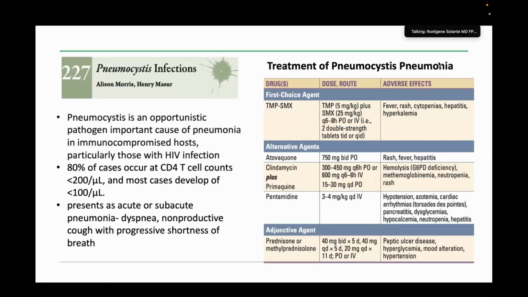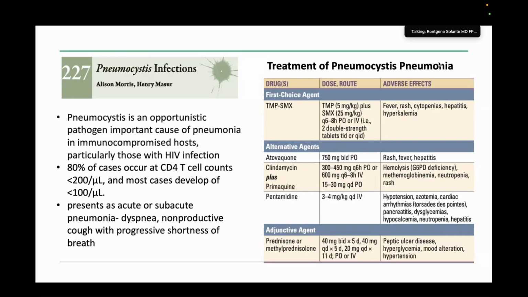As I've mentioned, this is one of the most common opportunistic pathogens that will present with pneumonia among patients with HIV. In 80% of cases, if you have an HIV patient with CD4 less than 200, then this is one of the most common causes of pneumonia. And if the CD4 count is less than 100, this is the case that usually should be ruled out. No? Which means the lower the CD4 count, the higher the risk of Pneumocystis carinii infection.